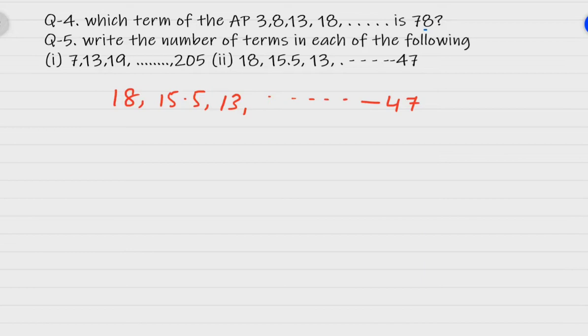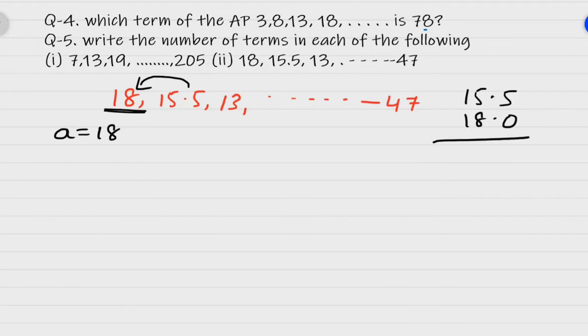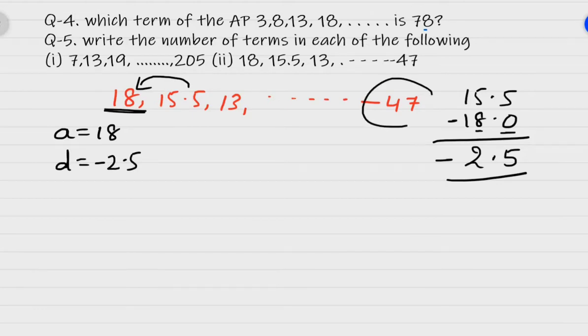Okay. Now from here, as we have done, first of all see, A is equal to 18. Now what is your D? 15.5 minus 18. See, this is the bigger one, so your answer will be minus. 10 minus 5 is 5. 17 left. 17 minus 15 is 2. So minus 2.5. D is equal to minus 2.5. And your last term is minus 47. So your Tn is equal to minus 47.